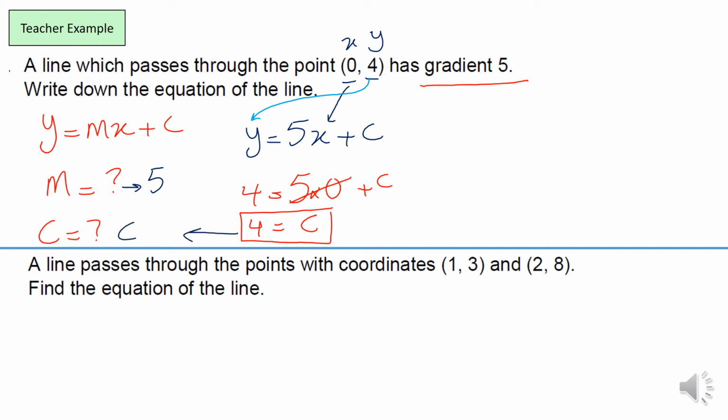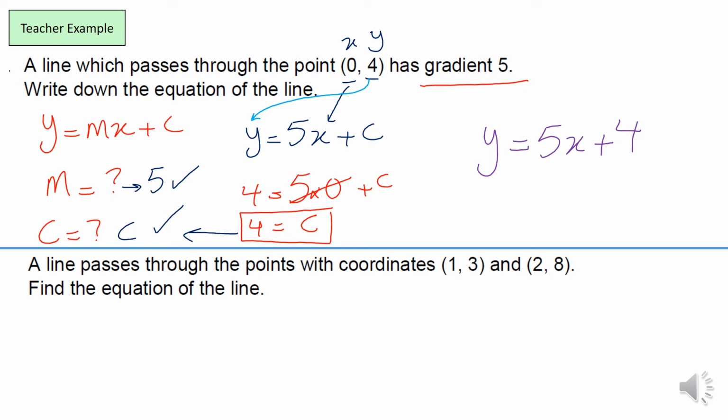I have c, I have m, I can write the equation. So the equation is going to be y equals 5x, and c, I know c is 4, positive 4, plus 4. Okay, so that's when the gradient is given to you.